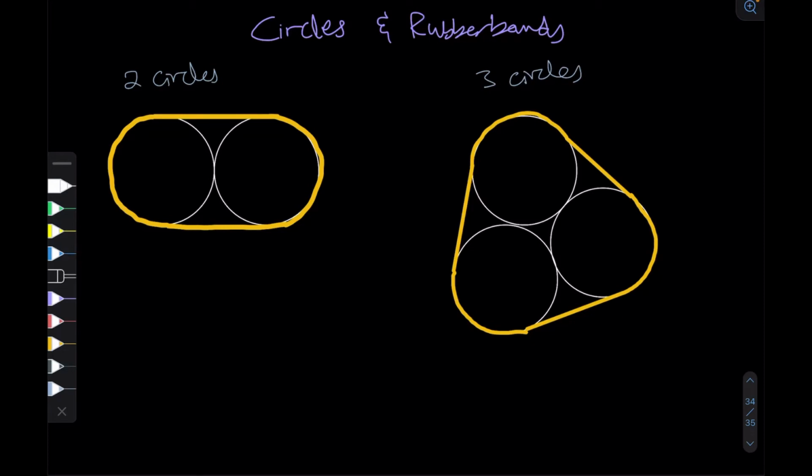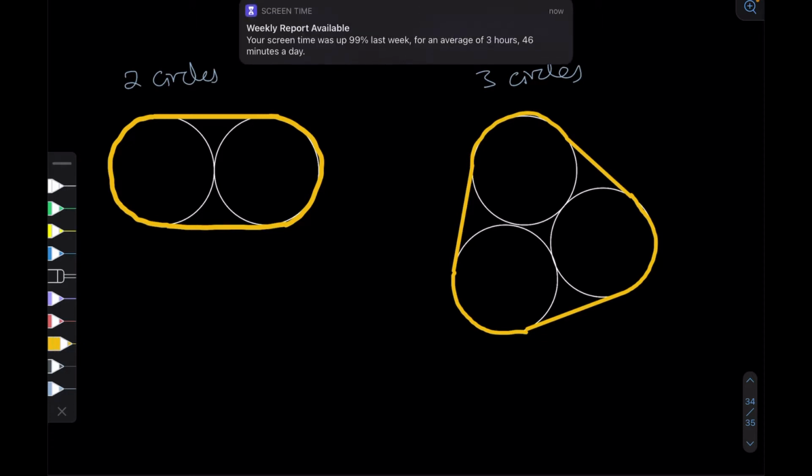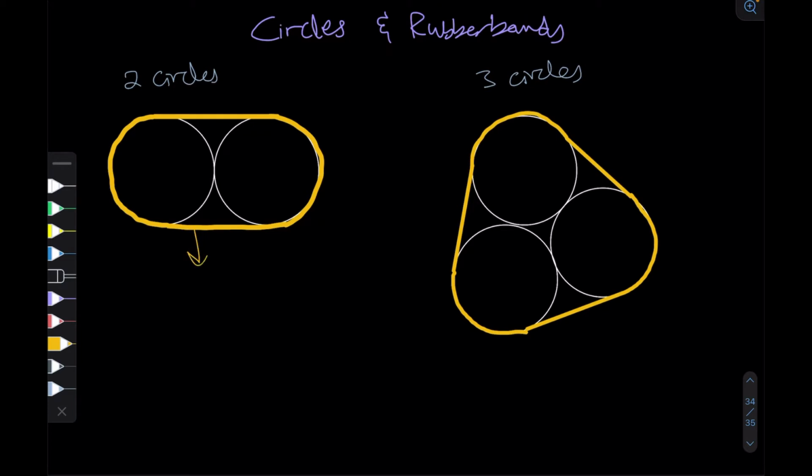So you have some circles and some rubber bands, and for whatever reason, you're arranging the circles equally and fitting them together with a rubber band. The question is: what would be the length of this rubber band? For example, this would be the arrangement when we have two circles, this would be the arrangement when we have three circles, and so we can continue.